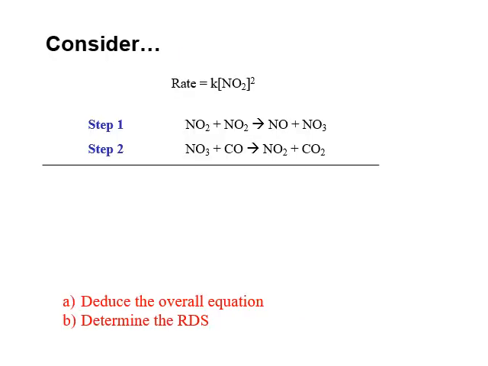Again, pause the slides whilst you have a go at deducing the overall equation for this reaction and then the rate determining step. If you're not sure how to deduce the overall equation, you need to cancel anything that is made and then used up, so any intermediates, and anything that is there at the start and there at the end.